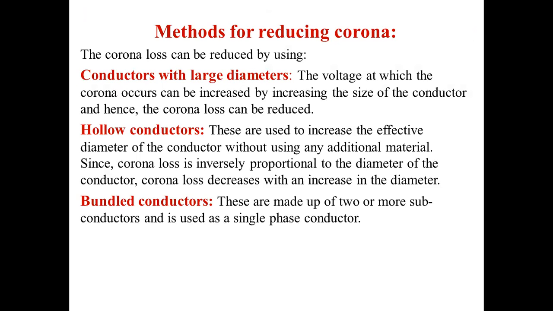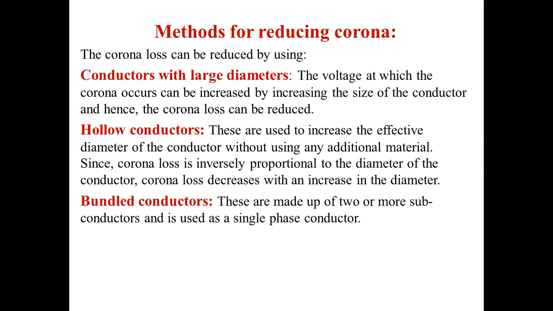The corona loss can be reduced by using conductors with large diameters. The voltage at which the corona occurs can be increased by increasing the size of the conductor, and hence the corona loss can be reduced. The second method used for reducing the corona effect is the hollow conductor. These are used to increase the effective diameter of the conductor without using any additional material. Since corona loss is inversely proportional to the diameter of the conductor, corona loss decreases with an increase in the diameter. So this is a good effect.